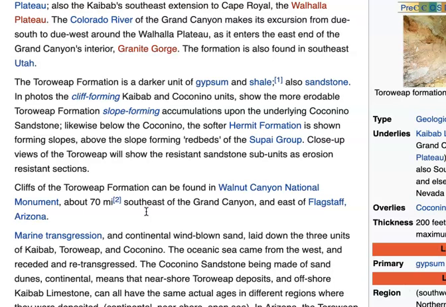Gypsum, we know, is an evaporite. Remember we talked about that the other day? So we're going to find that in areas where there's water and then no water, water, then no water. That sounds like a shoreline as well. Shale, you know, is mud. So, yeah, that all kind of makes sense. Very cool.